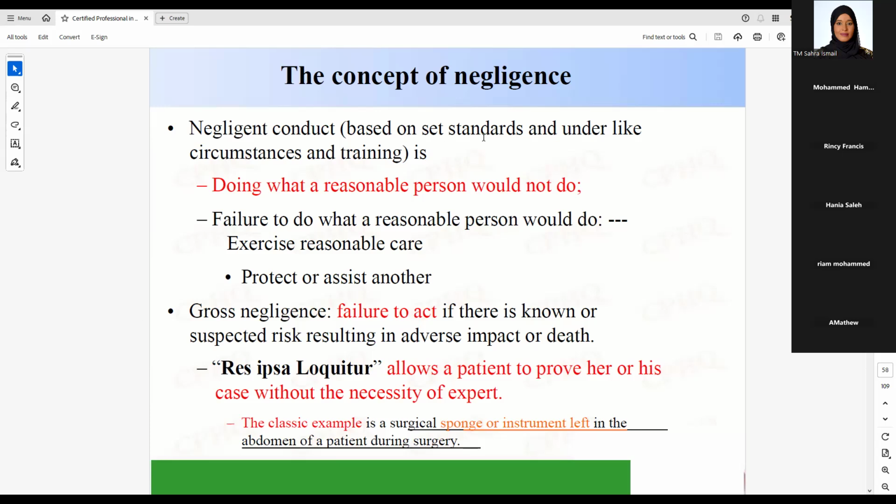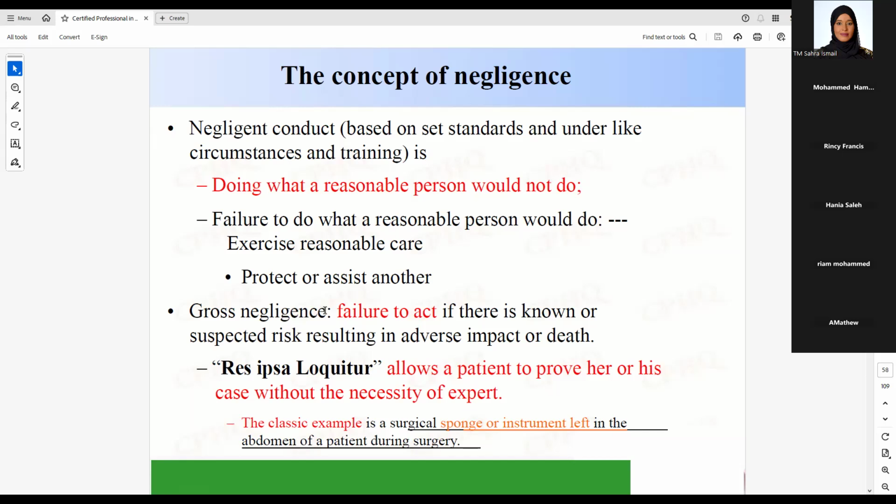And then the concept of negligence. What is negligent conduct or negligence in care? It says doing what a reasonable person would not do is negligence, and failure to do what a reasonable person would do is also an example of negligence. So not doing what you should do or what you ideally are expected to do, or doing what you shouldn't do, is an example of negligent care.